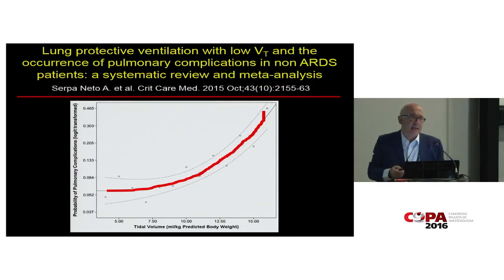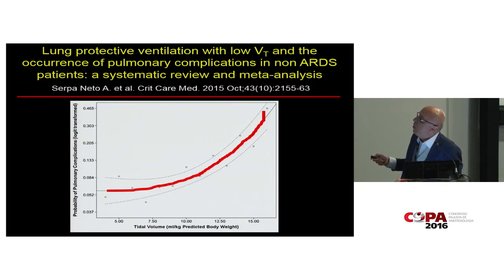Tidal volume in non-ARDS patients: this is a study we performed a few years ago in which we clearly showed the relationship between tidal volume and the risk of developing pulmonary complications in intensive care, in non-ARDS patients, including neuro patients, patients after cardiac arrest, which are the majority of patients, and patients after surgery. So the higher the tidal volume you deliver in non-injured lungs, the higher the risk of developing pulmonary complications.